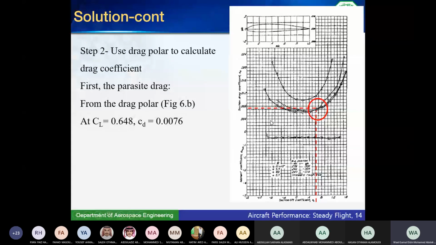So reading this, the CD naught will be 0.0076. This is the parasite term. This is the skin due to friction, not due to lift, not the induced drag that Abdullah was talking about. This is the one that's due to friction. So that's the first part.